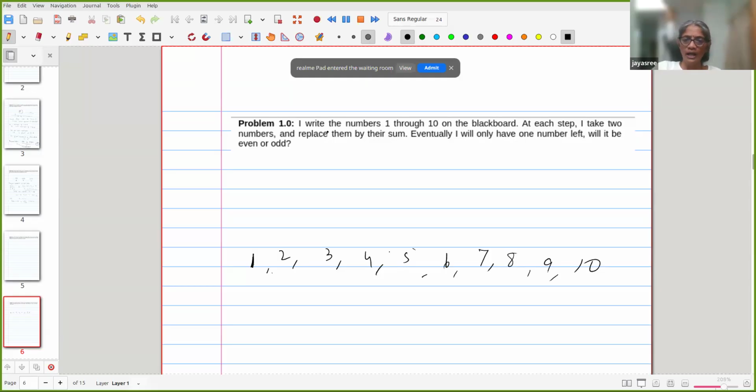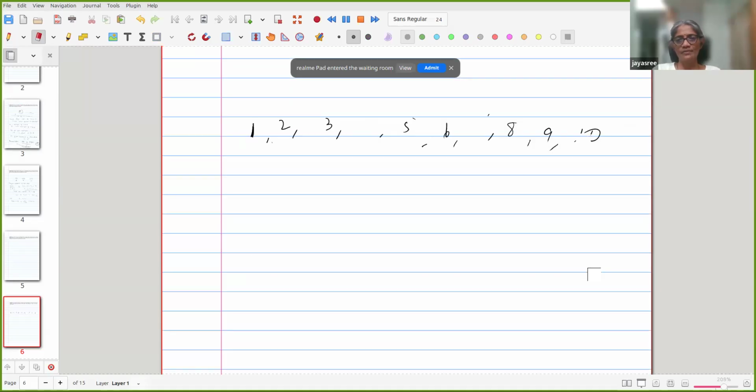Now I take out 2 numbers, say 4 and 7, and instead of 4 and 7, I write 11 there. Now I choose 2 other numbers. Which numbers should I choose? 10 and 11. Okay, so I will erase 10 and 11. And what should I write?